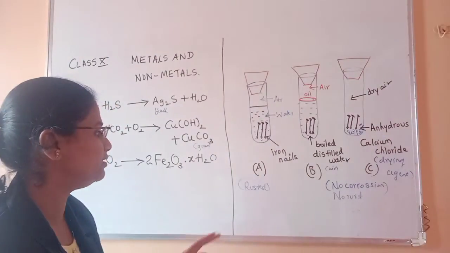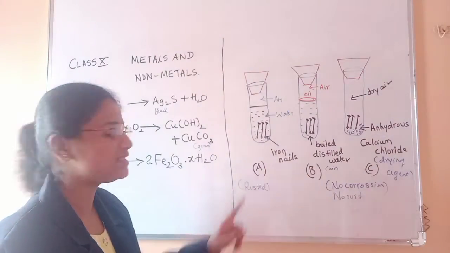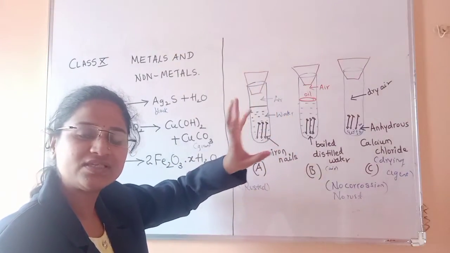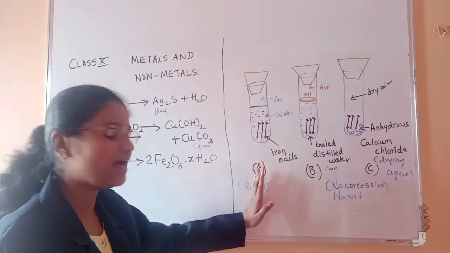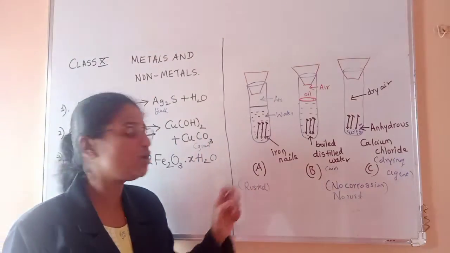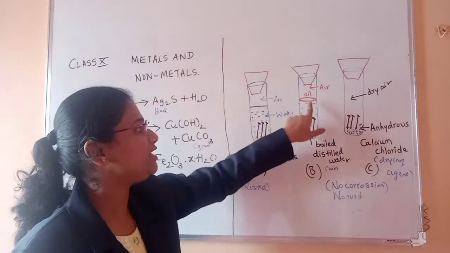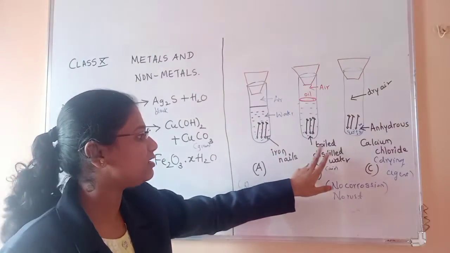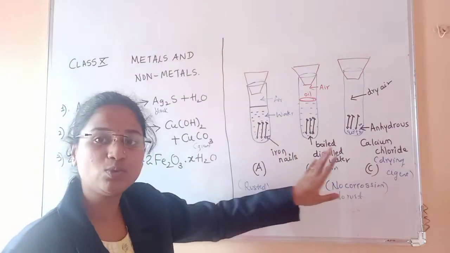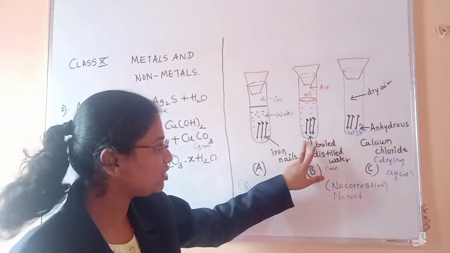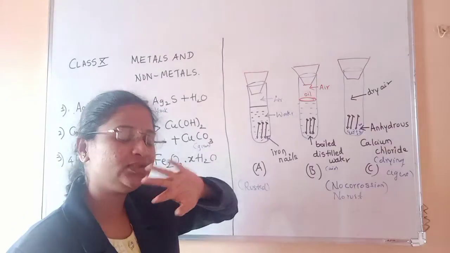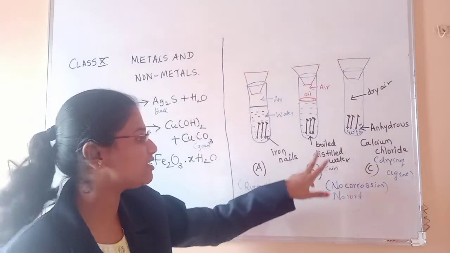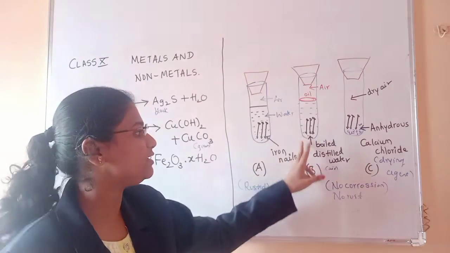In test tube A, the iron nails are exposed to water as well as air. The air has certain moisture. That is why the iron nails got rusted. But in test tube B, as we put the oil, there is no action of air on the iron nails. And as the nails are in boiled distilled water, there is no action of dissolved air in the water. The dissolved air has been removed by boiling. So it will not rust.